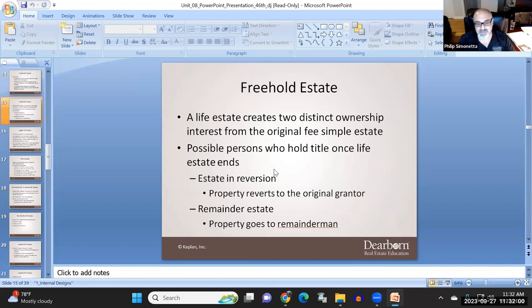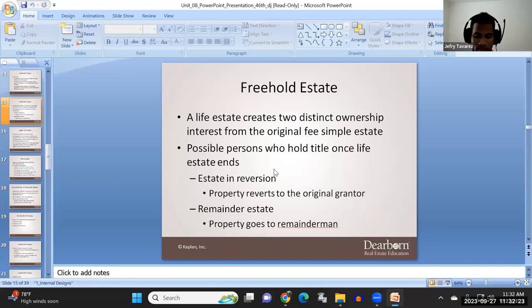Okay, so let's say a person buys a house, they own the fee simple. They give their mother a life estate. She's 90 years old. They just want her to have a house while she's living. She dies in 5 years. It goes back to the person who gave it to her. That's called estate in reversion.